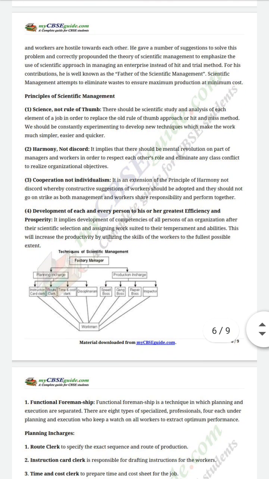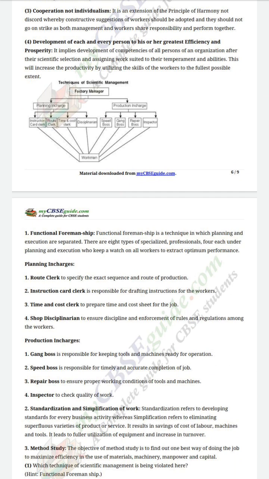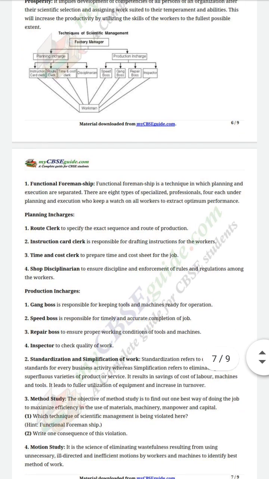Okay, some of the techniques are also very important, the techniques followed by scientific management, that is functional foremanship, planning in charge. In planning in charge there are four types, that is route clerk, instruction card clerk. So what is the main responsibility of each person, and what is the production in charge. In production in charge there are four types of responsible persons, that is gang boss. He is responsible for keeping tools and machineries.